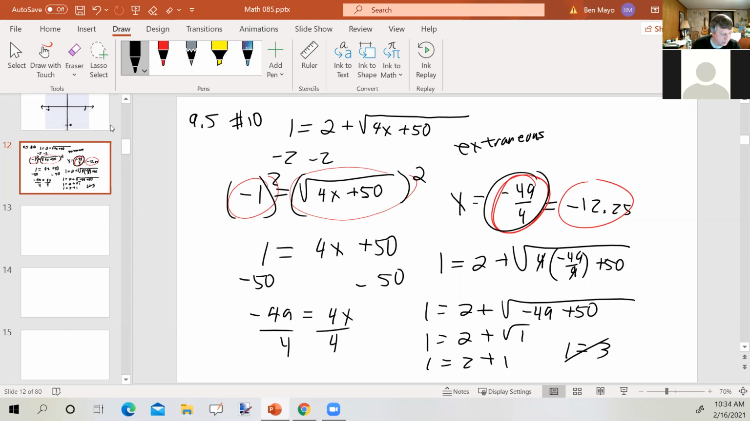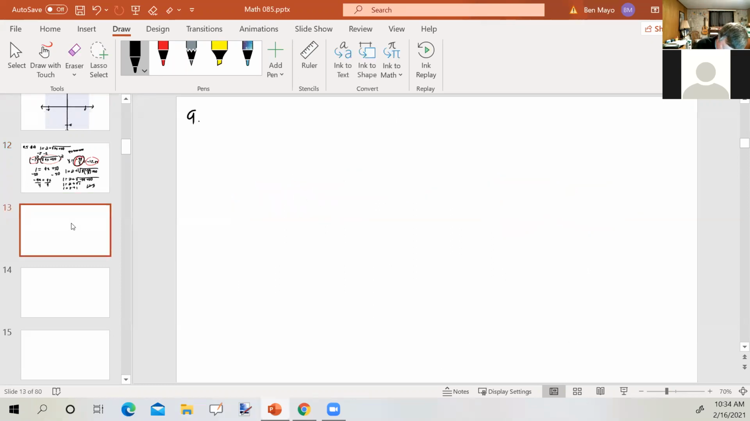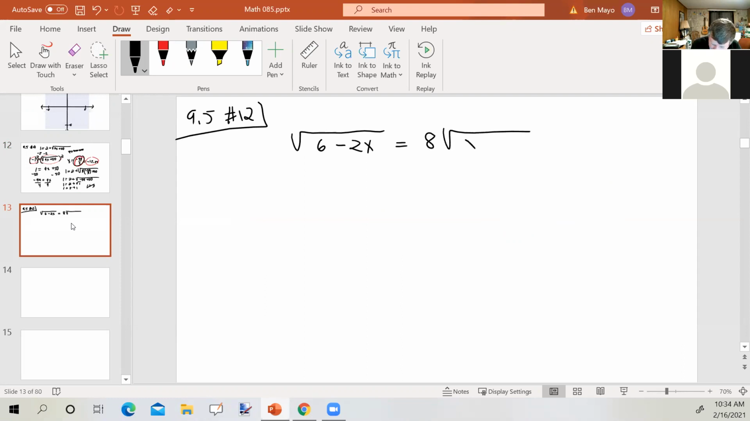Let's take a look at problem number 12 from that same section. So this again is 9.5, number 12. It says solve the equation. We have the square root of 6 minus 2x equals 8 times the square root of x minus 3. We have 2 radical terms. They are already separated, one on each side of the equal sign. That's good. So now we're going to square both sides since the index is a 2 in each case.